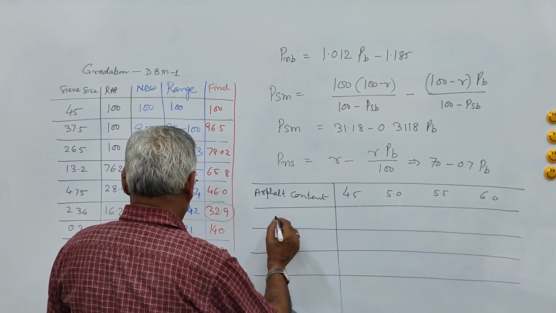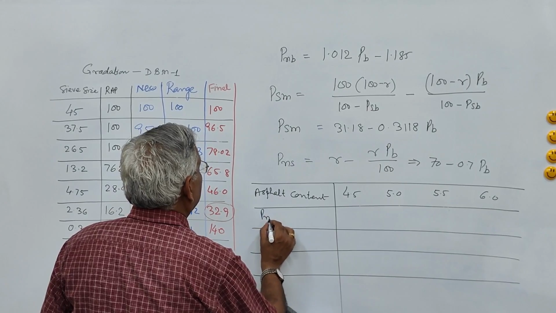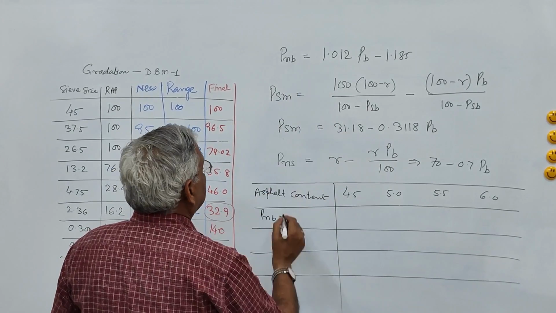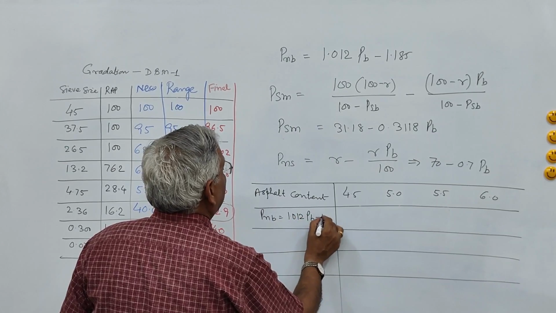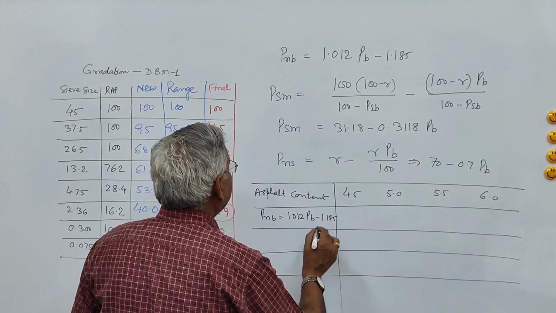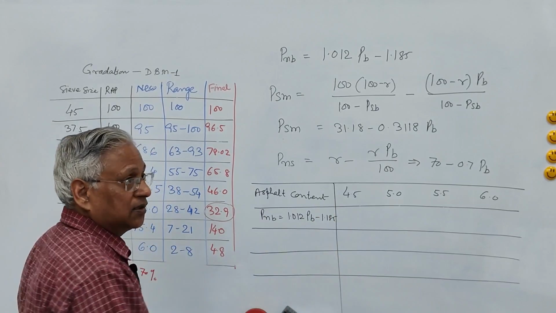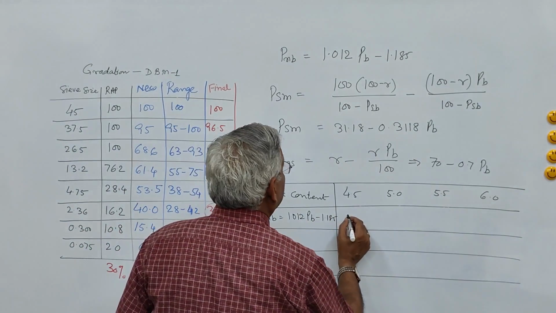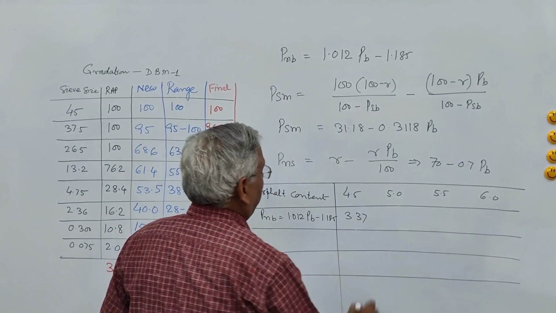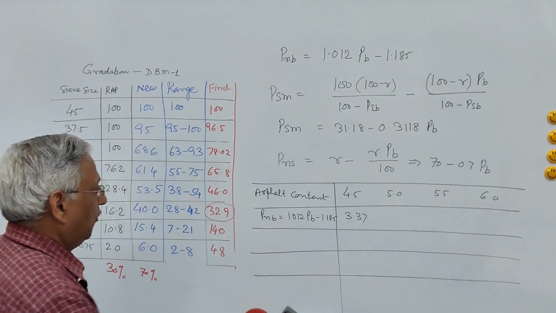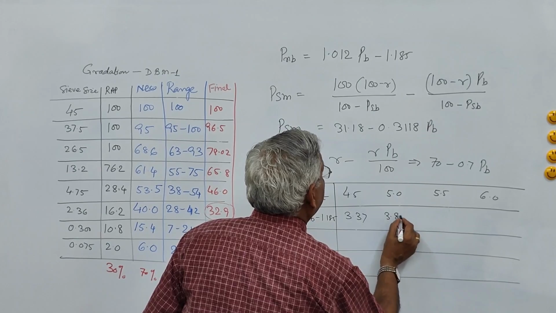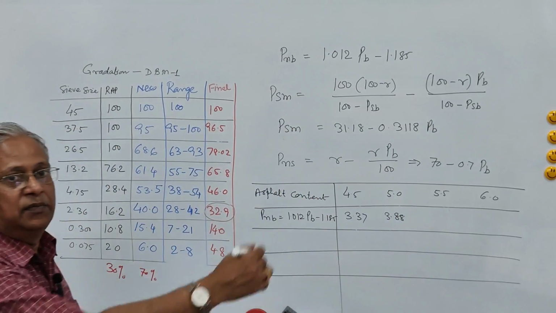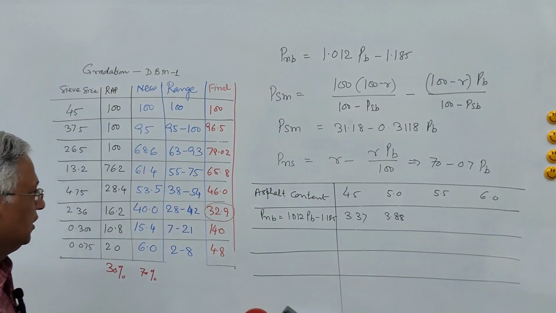So new binder PNB will be given by this equation, that is 1.012 PB minus 1.185. So for a 4.5%, it will be 3.37. For PB equal to 5%, it will be 3.88. And similarly, you can calculate for the remaining three.